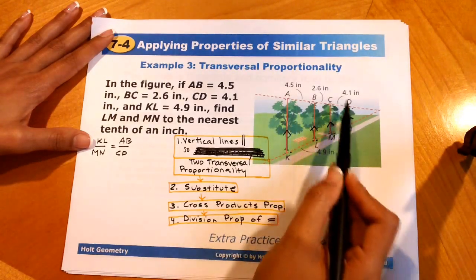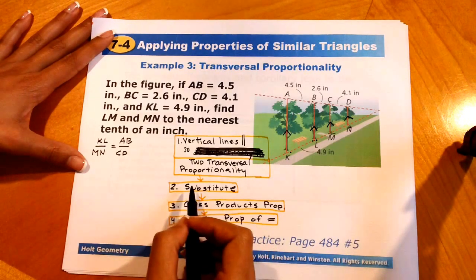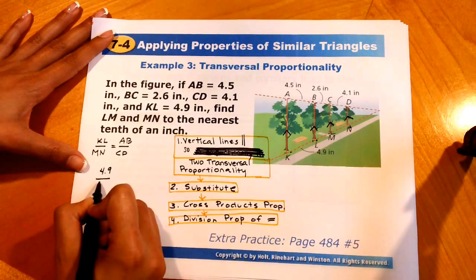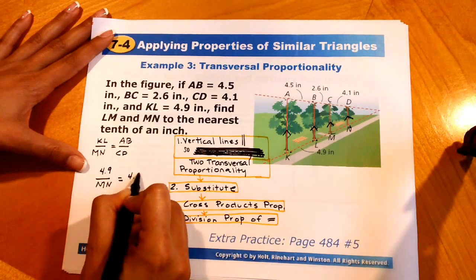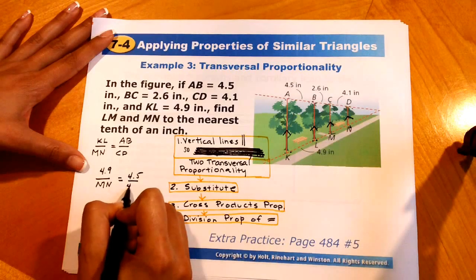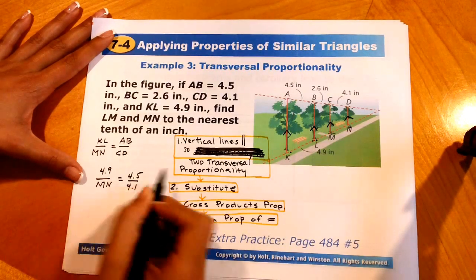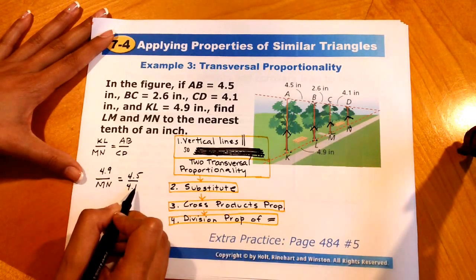These two are directly across from each other. And then I can substitute the values in. So I get 4.9 over MN is equal to 4.5 over 4.1. Use cross products to solve that. 4.9 times 4.1.